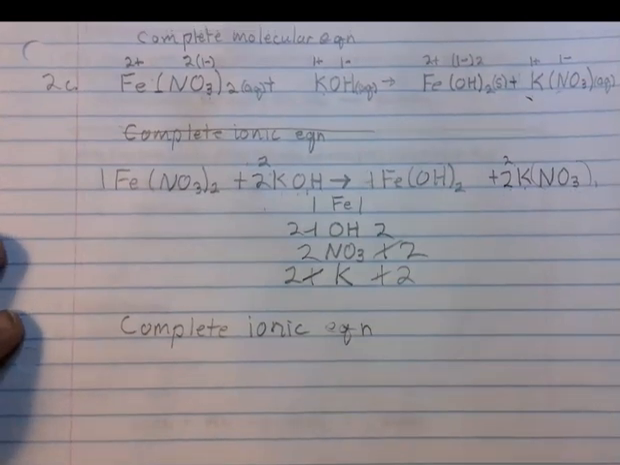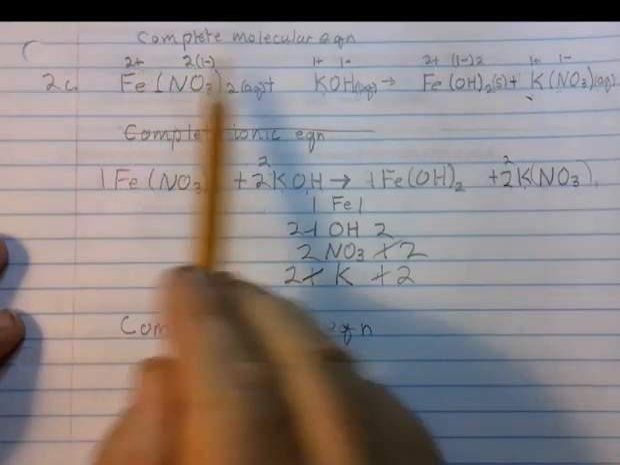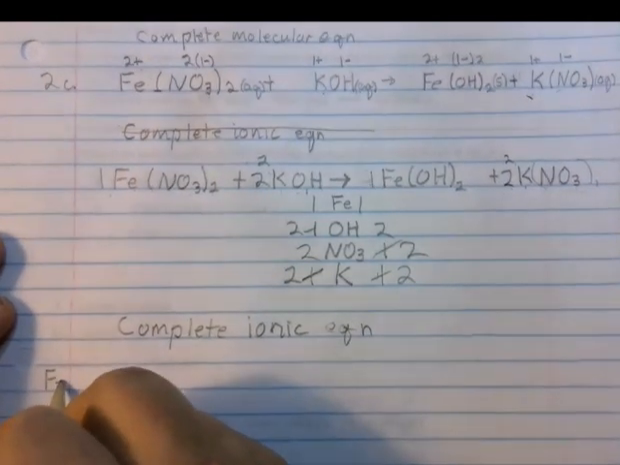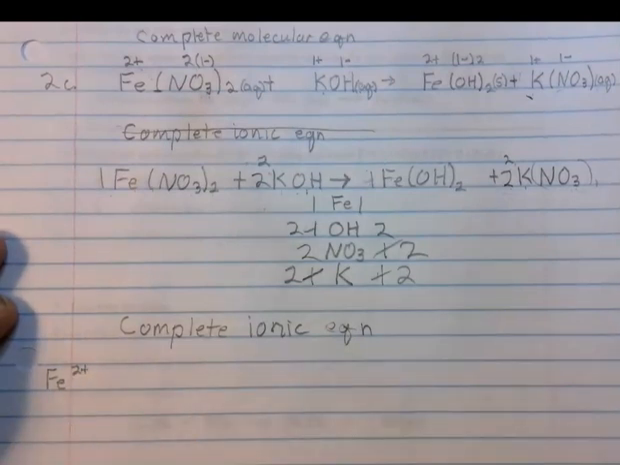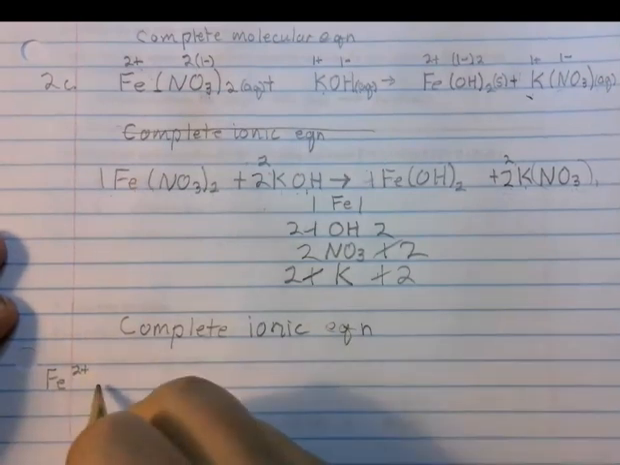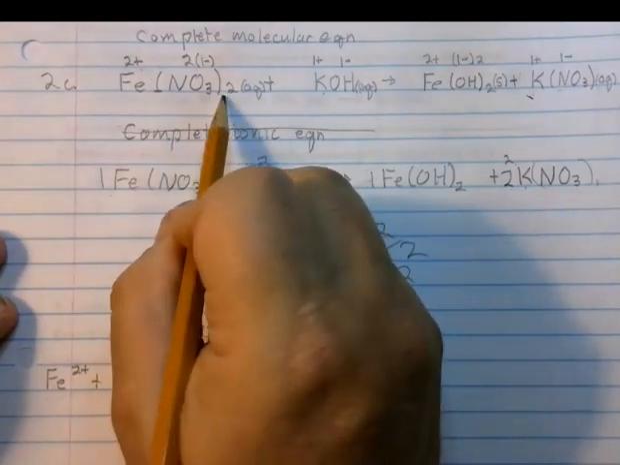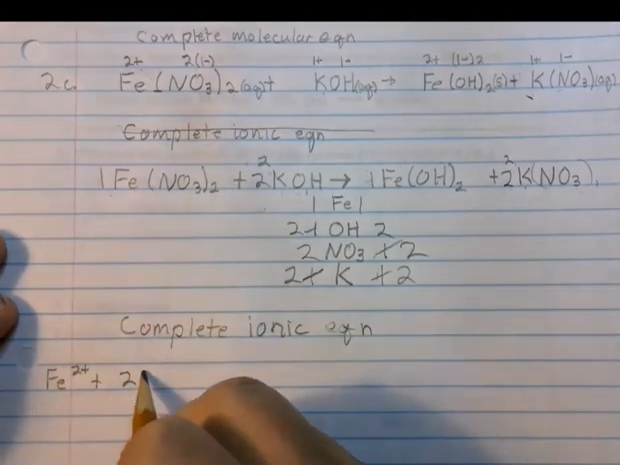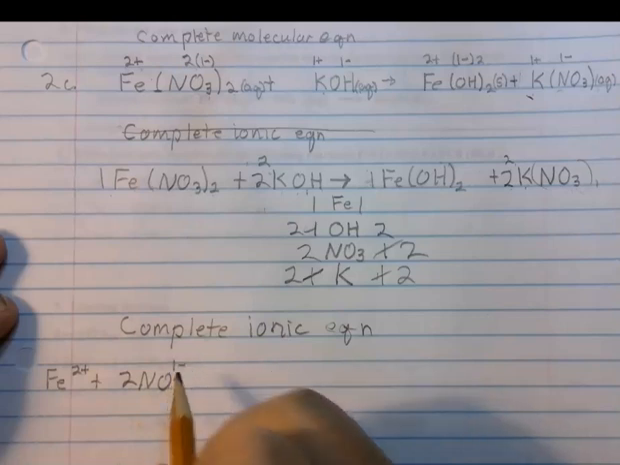All right, so we have 1 Fe, and I'm going to use the charges up here. So I have 1 Fe, so it's going to be Fe 2 plus, because we decided that was an iron 2, not an iron 3. Plus, I'm going to have 2 nitrates. These nitrates are going to break apart. They're not going to stick together. So it's 2 NO3, and those are 1 minuses.